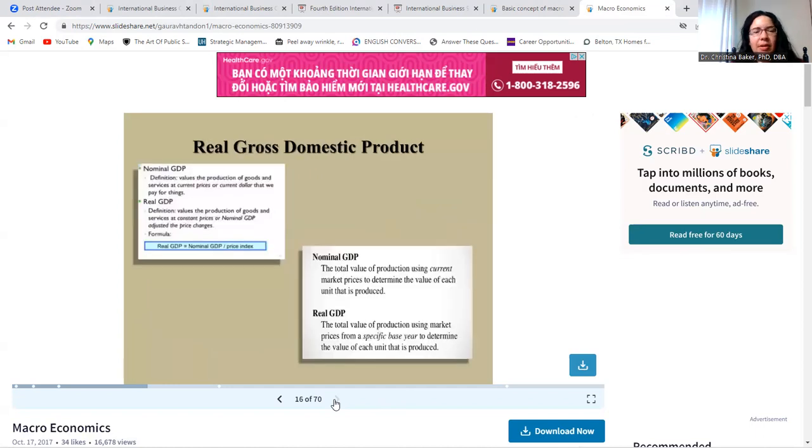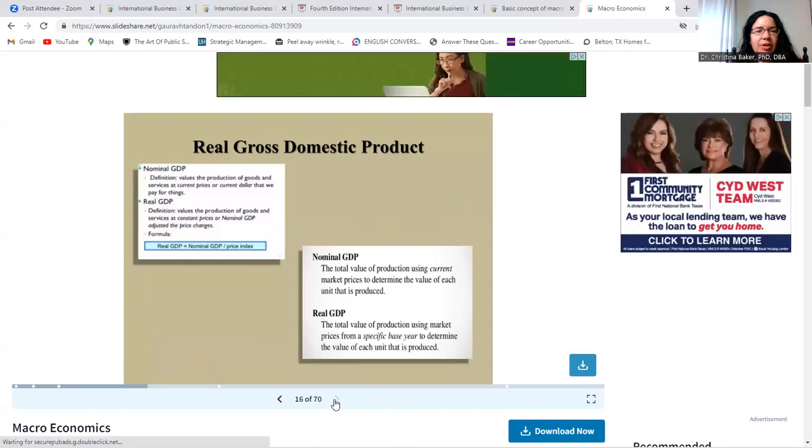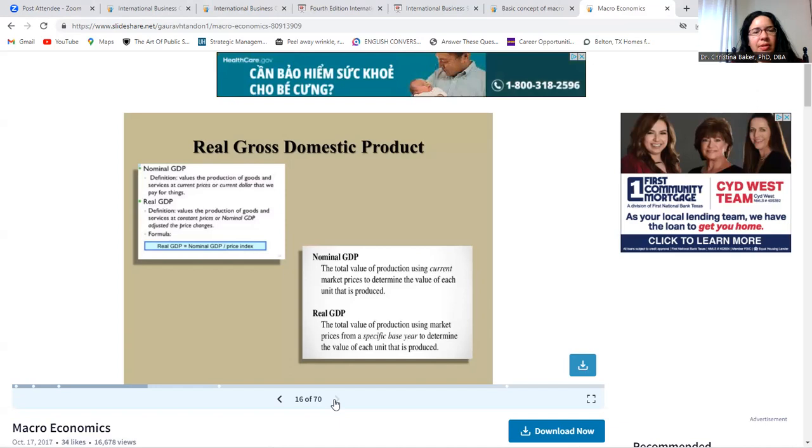Real gross domestic product versus nominal GDP. The definition of nominal GDP values the production of goods and services at current prices, the current dollars that we pay for things. The definition of real GDP values production of goods and services at constant prices, that is, nominal GDP adjusted for price changes. Formula: real GDP equals nominal GDP divided by the price index.